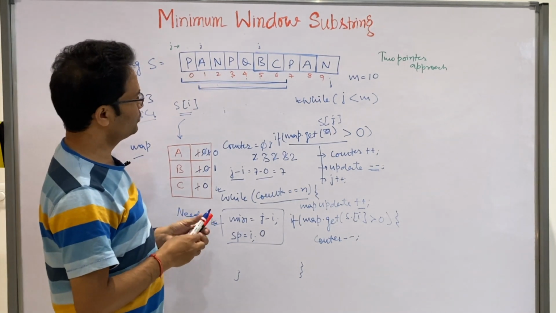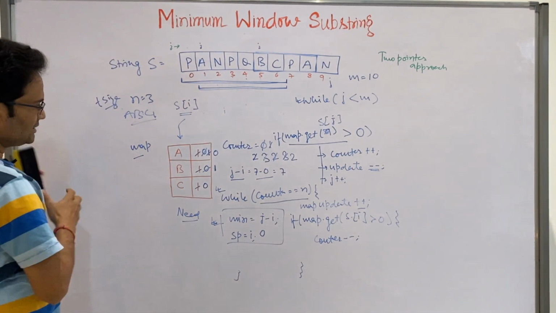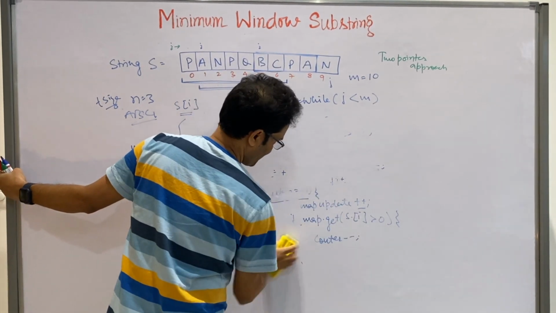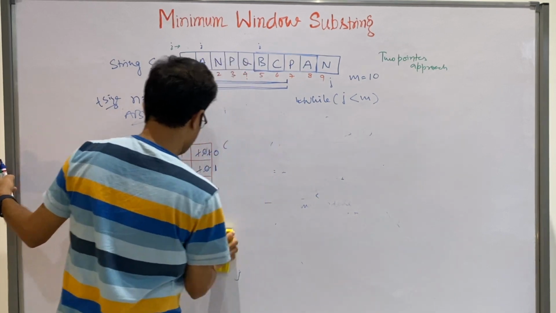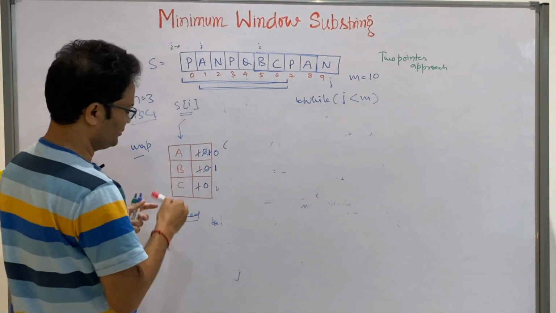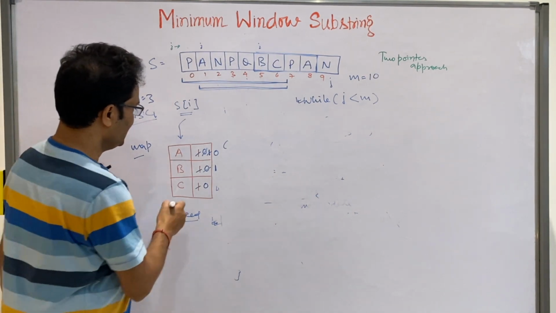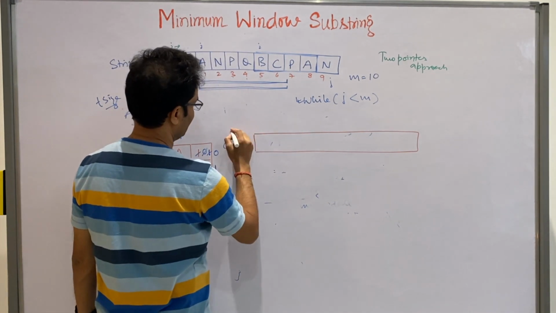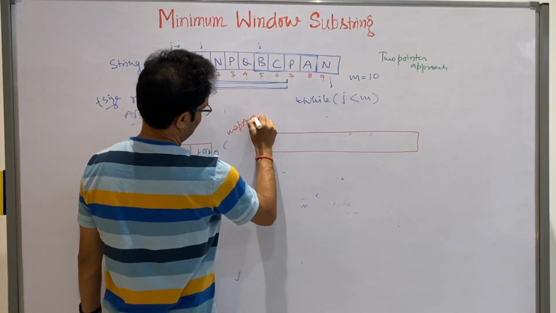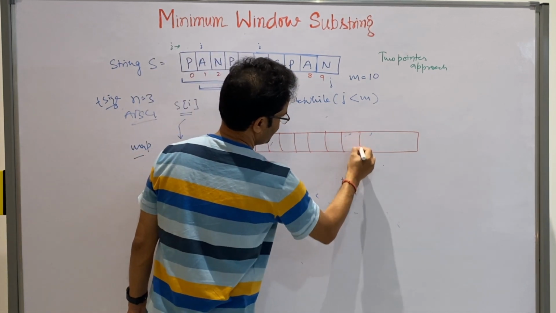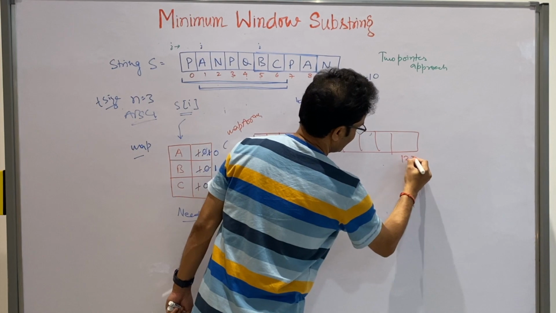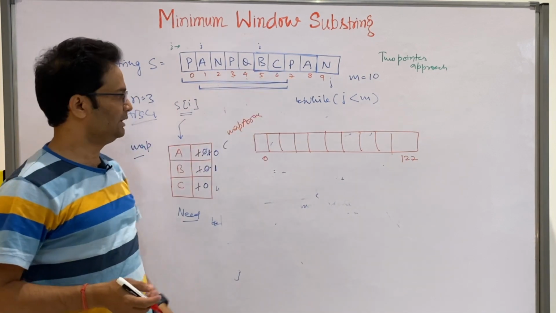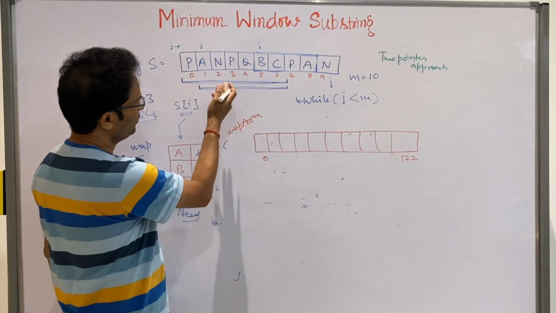I will show in the code how it works, but one more thing I want to say: instead of the map, we have a better option to do the same thing. How will you do that? Don't take the map, because map operations take some complexity. Instead of the map, take one array, give it some name like map array, of size 128, because all the characters are within ASCII value 128, and I will take advantage of the index with the characters.